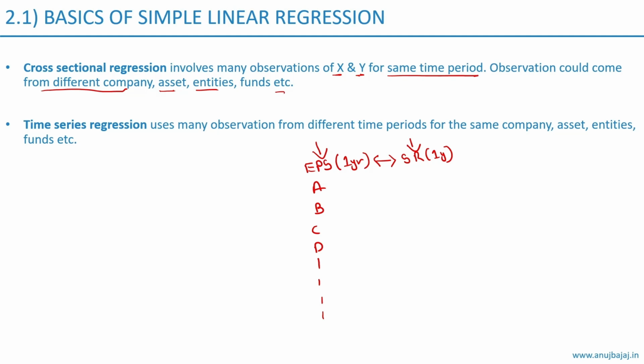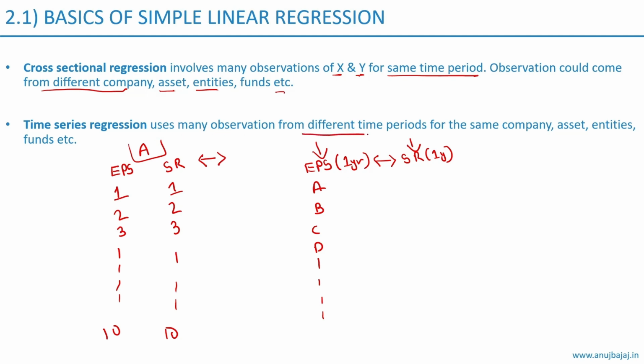An example of time series regression could be, suppose I want to forecast what could be the stock return of company A. So the independent variable is the earnings per share. I collect, say, yearly earnings per share of company A for the past 10 years. So I have earnings per share of company A for the past 10 years and I also have the stock return of company A for the past 10 years. So this is an example of time series regression where we use many observations from different time periods for the same company, asset, entity or fund.